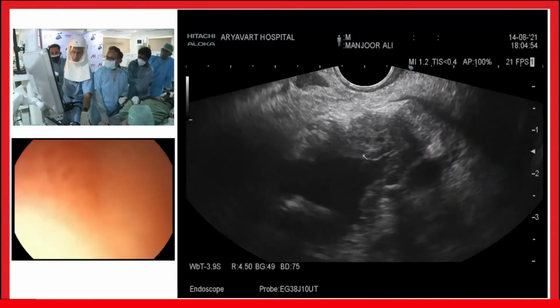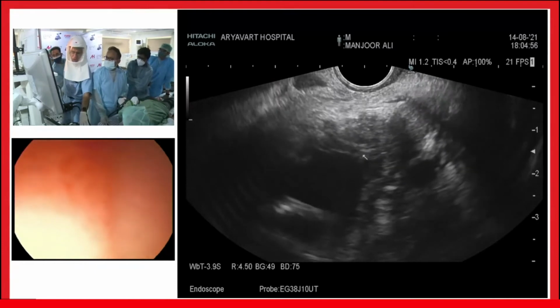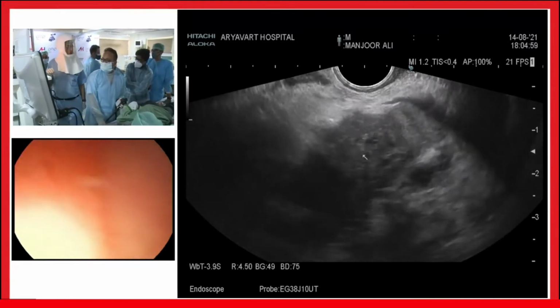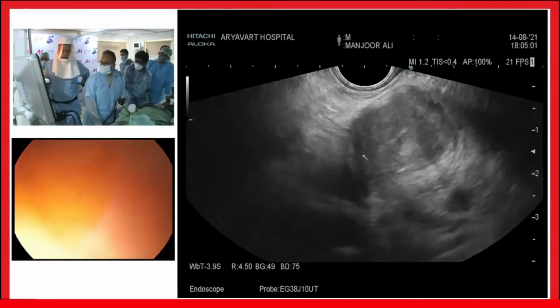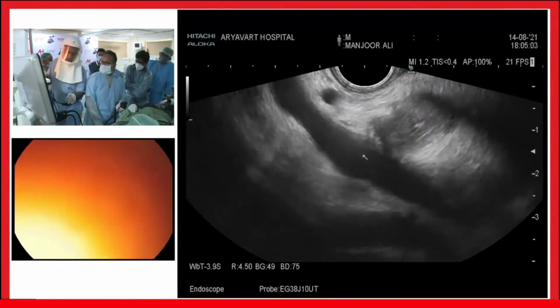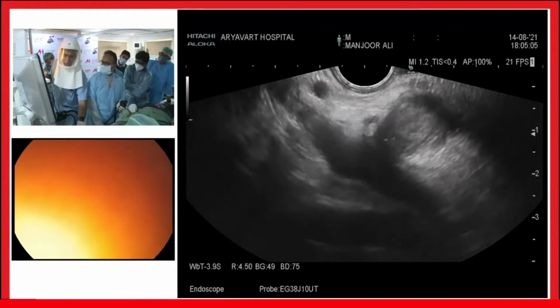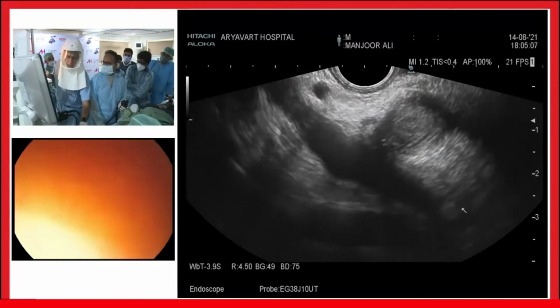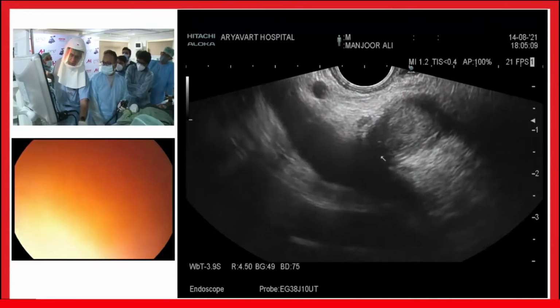So the elastography was applied, but we don't have much time because we are running against time. We can see the mass is abutting the portal vein as well. This is the place, this is abutment. Flow is there, so it's not encasing but abutting.